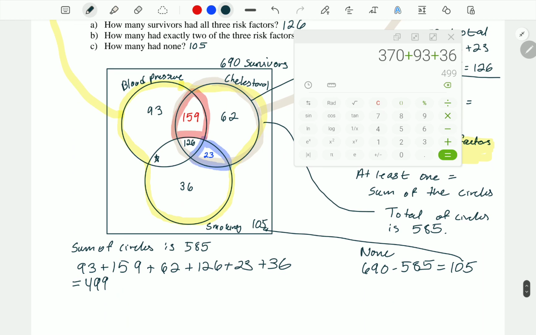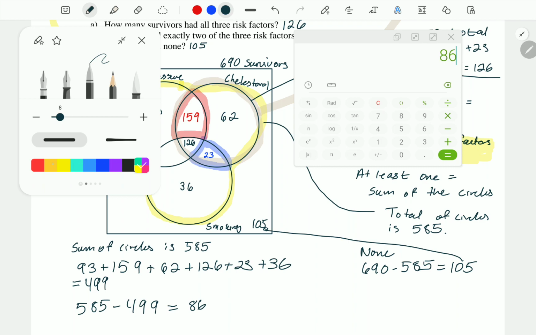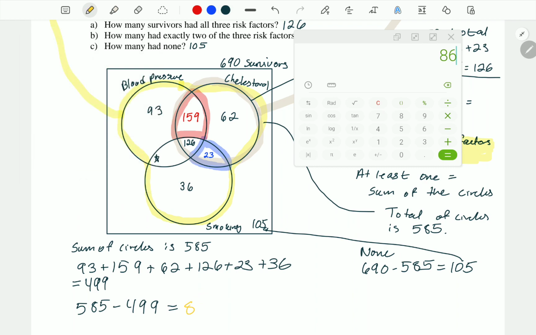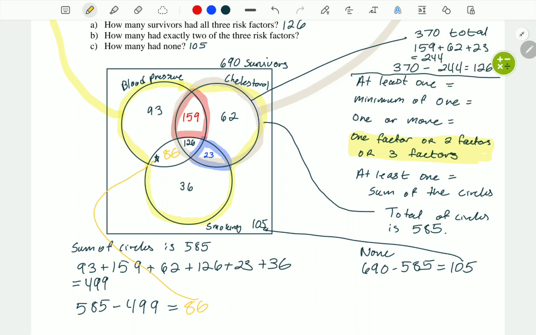Subtract that 499 from 585. And that's going to equal 86. Yep, 86. And I'm going to put this in orange. Okay. And now we can answer the final question.